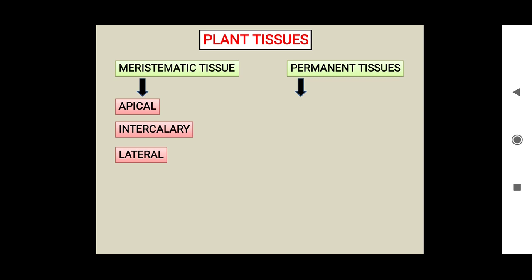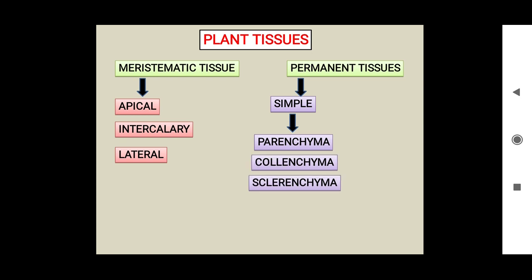Coming to permanent tissues, they are again of two types. The first type is the simple tissue. It is a tissue which is made up of only one type of cells, and they are of three different types: the parenchyma, the collenchyma, and the sclerenchyma. I hope you remember their structure, their location, and the function. This becomes very important as a 5-mark question in the theory exam, and it is part of the practical also. We will be seeing these slides in the laboratory under the microscope.